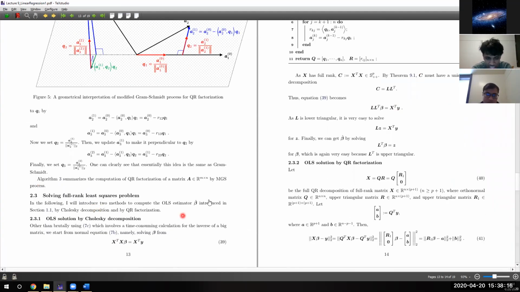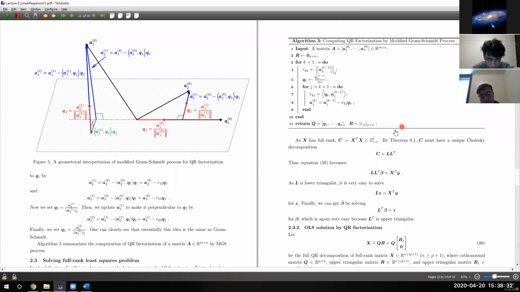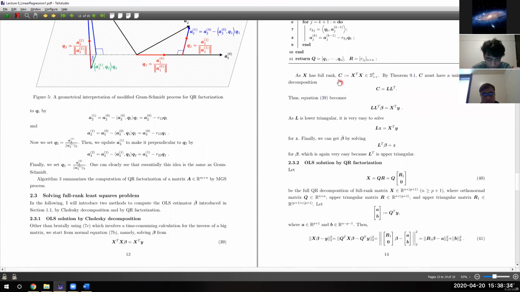By the Cholesky decomposition, for the normal equation here, we want to solve this. So what we are going to do is the Cholesky decomposition for this X^T X. For notation convenience, I set C equal to X^T X. Again, because we assume full rank of X, it must be positive definite. And then it should be p plus 1, I think.